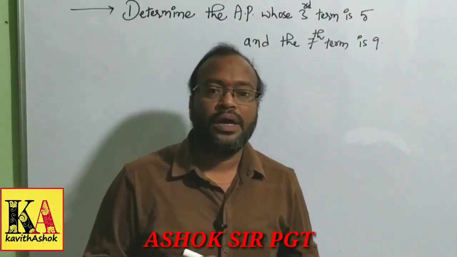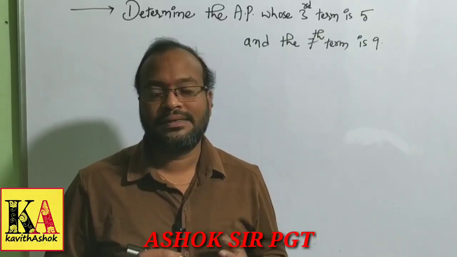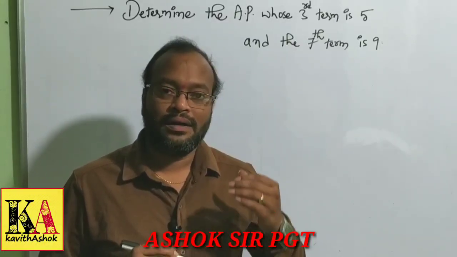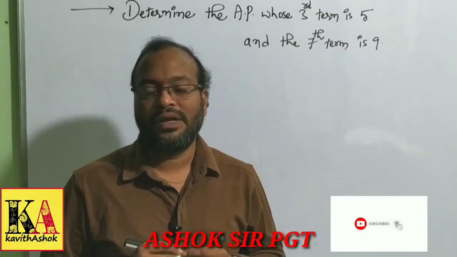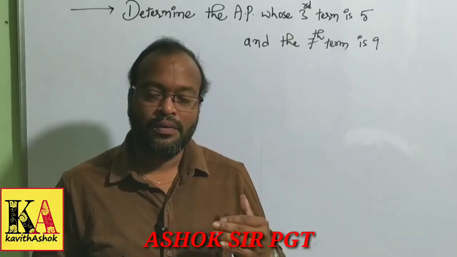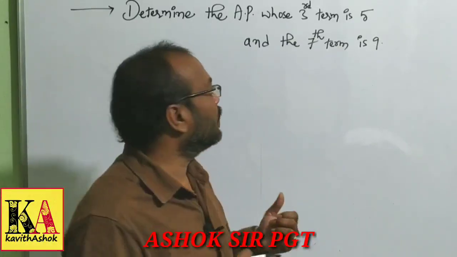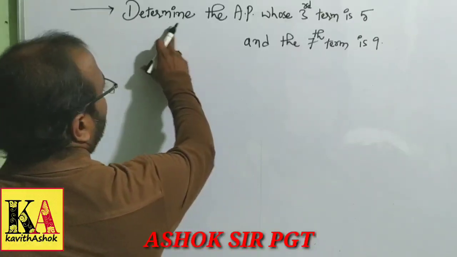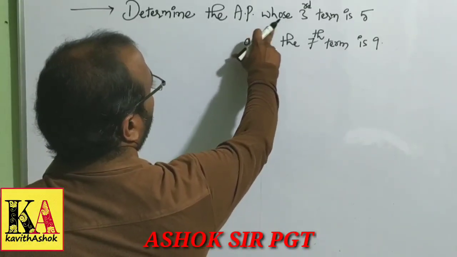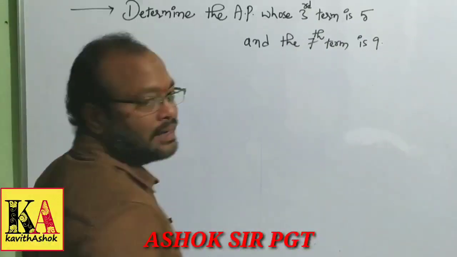Yes, today we are continuing our progression topic. In the previous classes, we calculated the nth term of the given progression and what is the arithmetic progression. Now, by using the nth term concept, we will solve the problems. Look at here now. Determine the arithmetic progression whose third term is 5 and the seventh term is 9.